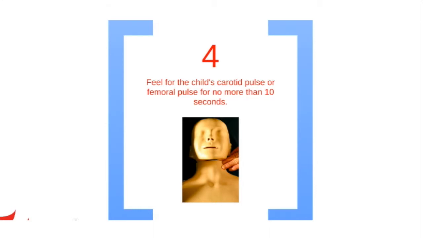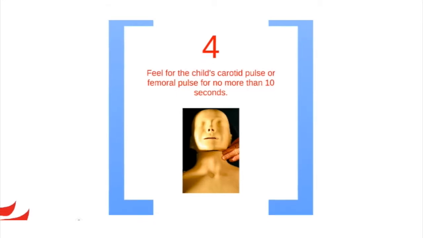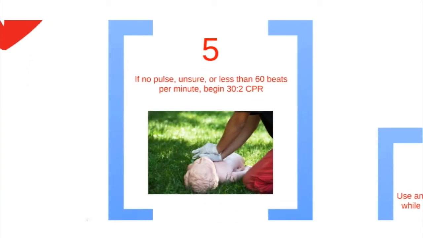Step 4 is checking the child's pulse, but for no more than 10 seconds. You could do this with either the carotid pulse on the side of the neck or the femoral pulse on the inner thigh, in the crease between their leg and groin. Step 5. If there's no pulse, or you can't tell, begin CPR with a 30:2 compression to breath ratio. If the pulse is less than 60 beats per minute, still initiate CPR. Compression depth should be about 1/3 of the chest, so for most children, this is about 2 inches.